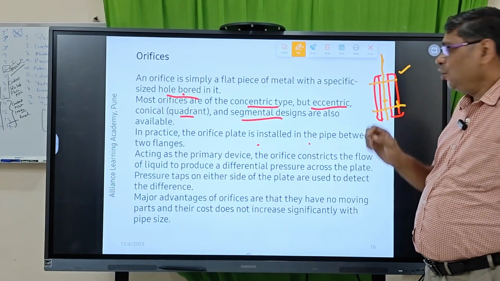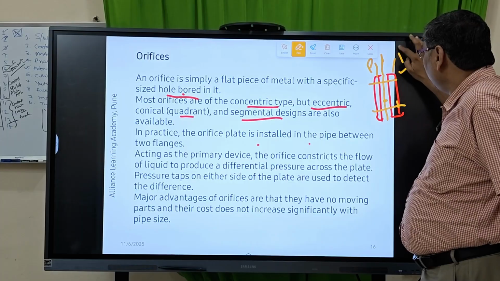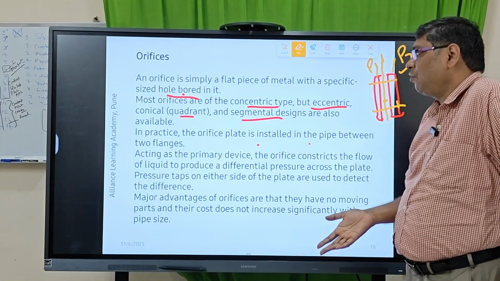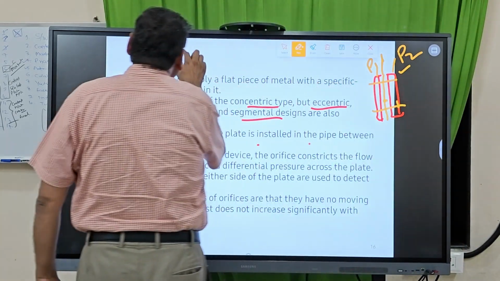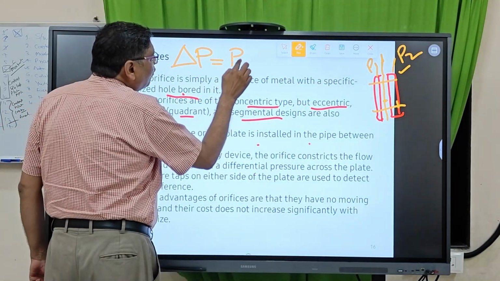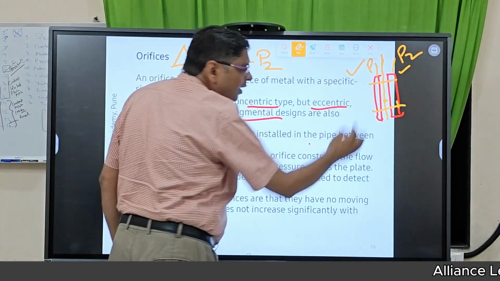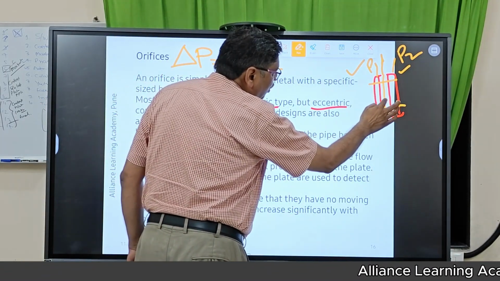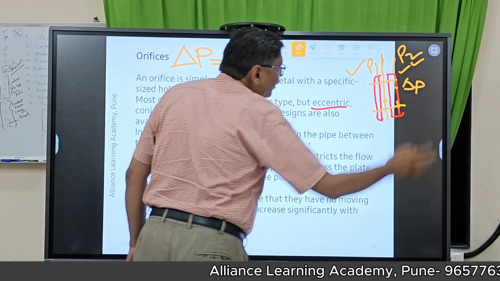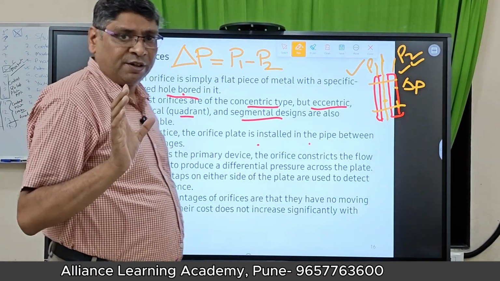Most of the time you will see this P1 point, and this is the P2 point, tapping points for which we will measure the differential pressure. What is the meaning of differential pressure? It means delta P equal to P1 minus P2, because at P1 the pressure will be high, then when it goes through this hole, it reduces by delta P, so it becomes P2. So this is the meaning of differential pressure.